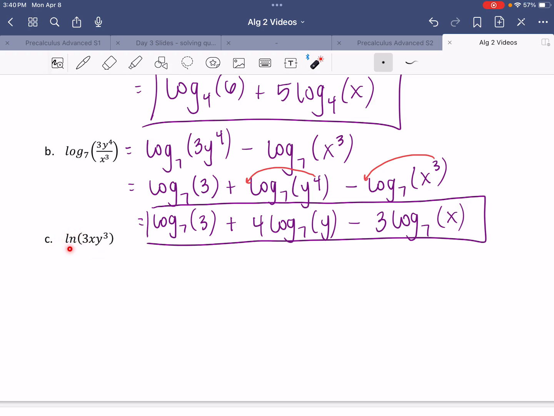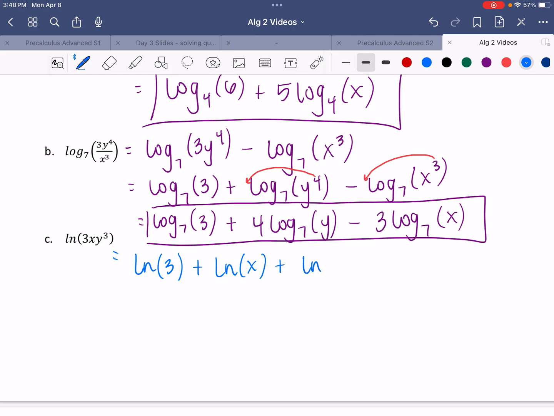These rules still apply with any base. So natural log follows the exact same properties. I'm going to switch colors and work it down here. So right away, I'm going to go ahead and say this is 3 separate natural logs. 3 times the natural log of x and the natural log of y cubed. I'm separating them all with addition.